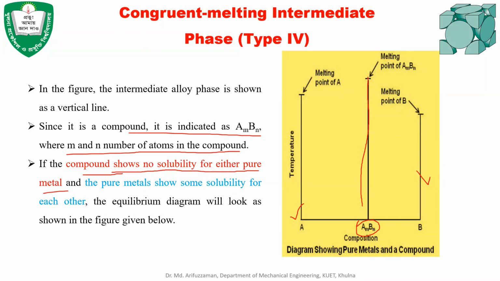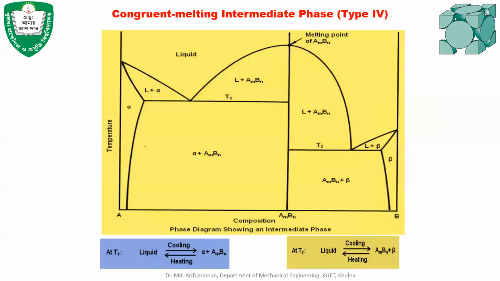So the phase diagram will be like this. And if the pure metals show some solubility for each other, the equilibrium diagram will look like this. That means AMBN, the intermediate alloy, does not have any interaction with either A or B. That means A is not soluble in this compound. B is also not soluble in this compound.